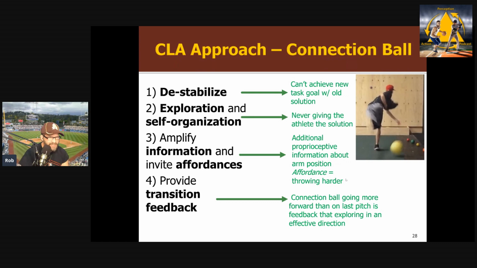So if I throw one pitch and the ball goes completely sideways, and then the next pitch it goes slightly forward, that to me is telling me that I'm heading in the right direction for a new effective solution. Whatever I did to change between those two, which is not going to be conscious, is an effective movement in the right direction. I'm walking in the right direction in the field. So the direction the ball falls out is a good example of transition feedback. It's telling me about where I need to go in the future, the effectiveness of my exploration.